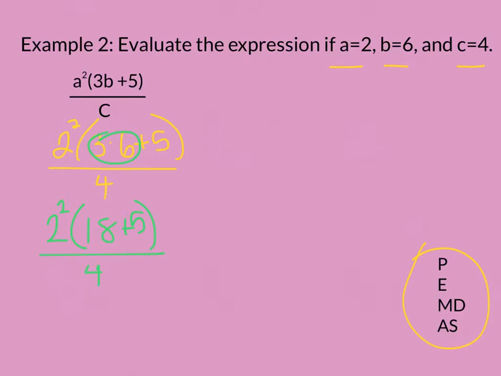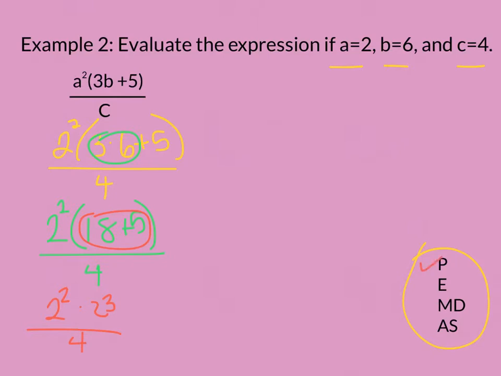Continuing till I get the parentheses down to one number. I'm going to do my addition now. So I have 18 plus 5 in parentheses. So I will now have 2 squared times 23 divided by 4. So notice I used my dot instead of my parentheses because you can use that for multiplication now that we're down to one number.